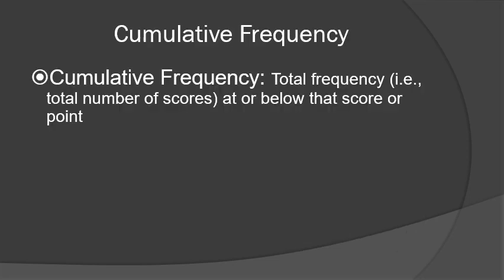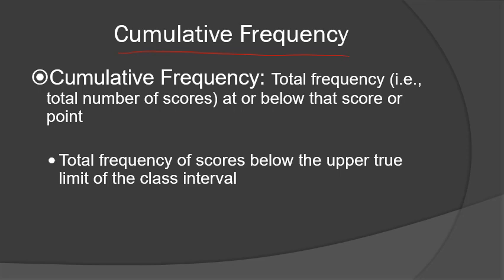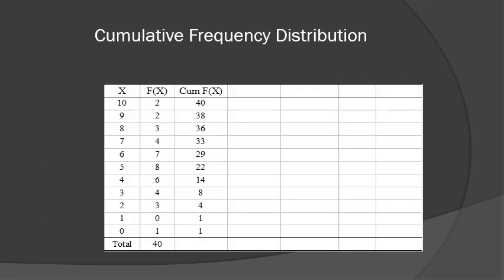The next thing we're going to look at is cumulative frequency. Cumulative frequency is the total frequency of scores below the upper limits of the class level. I'll show what that means on the next one, but it's basically all values at and below that point. So the frequency of all of the x values at and below that point. It's written as cumulative f of x. Let me switch to the next slide so you can see a visual representation of that.